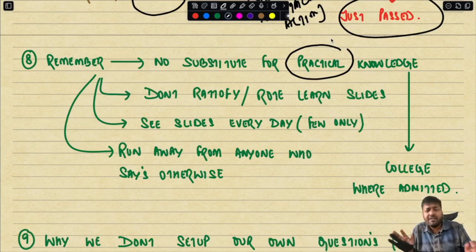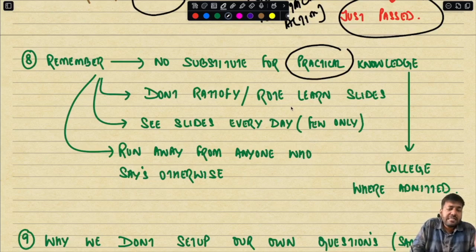And if everyone gives 30 to 45 minutes consistently every day, and sees 5 slides every day, you will be able to master the art of independent reporting in a span of 6 months to 1 year. So please don't do rote learning of these slides. You have to see slides every day.